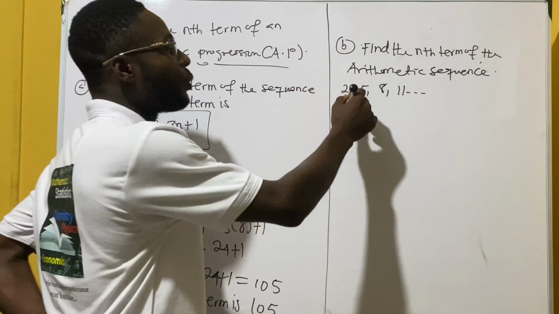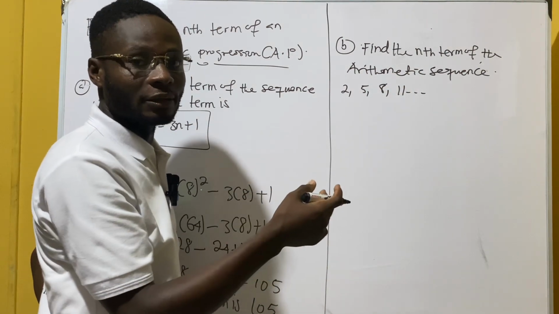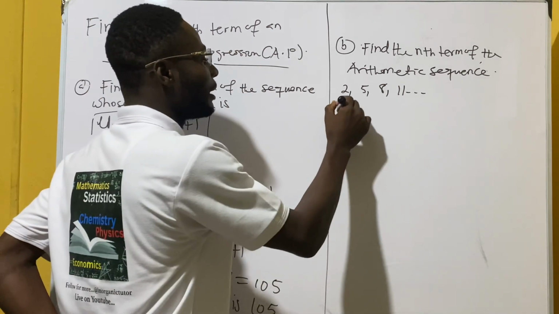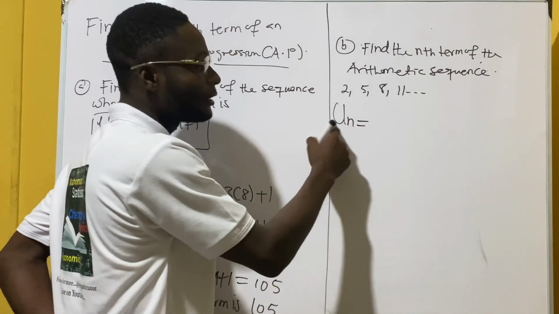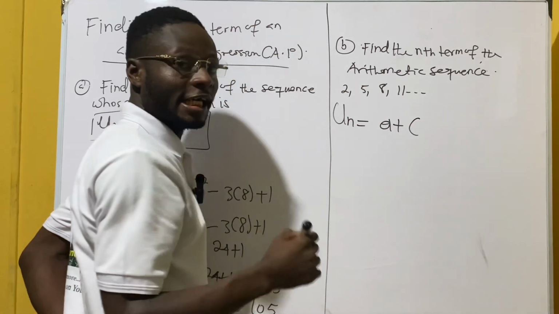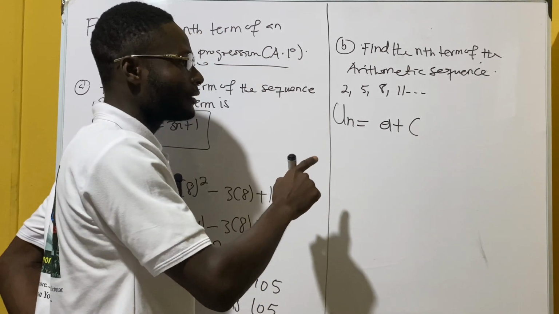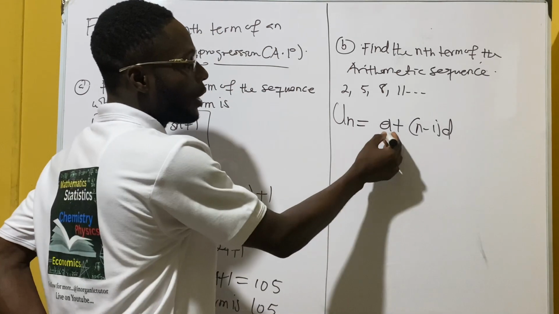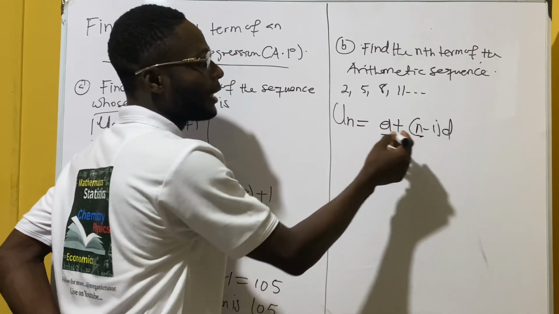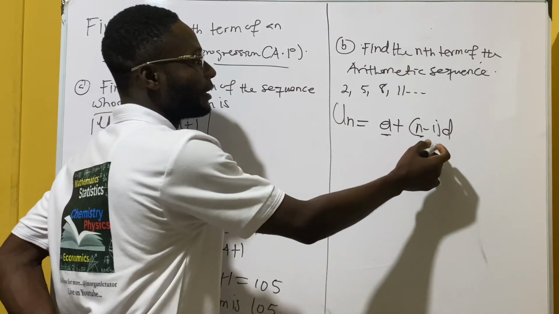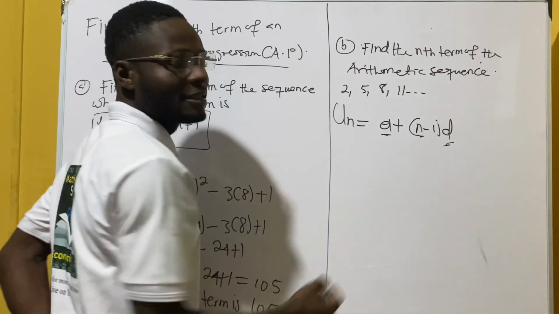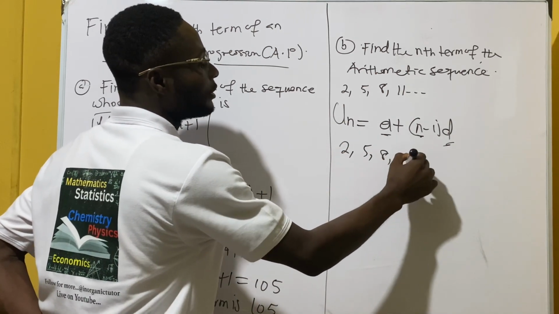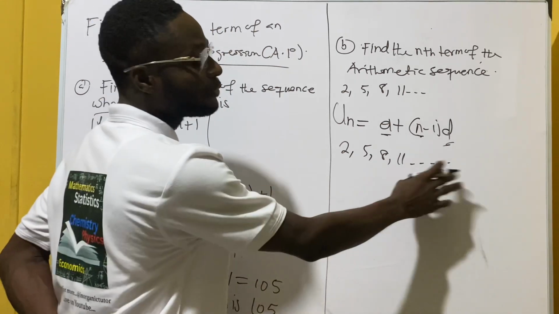Here we know that this is an arithmetic sequence, and the nth term formula is given by u subscript n equals a plus n minus 1 times d, where a is the first term, n is what we are looking for, and d is the common difference. We have the sequence 2, 5, 8, 11, up to infinity.